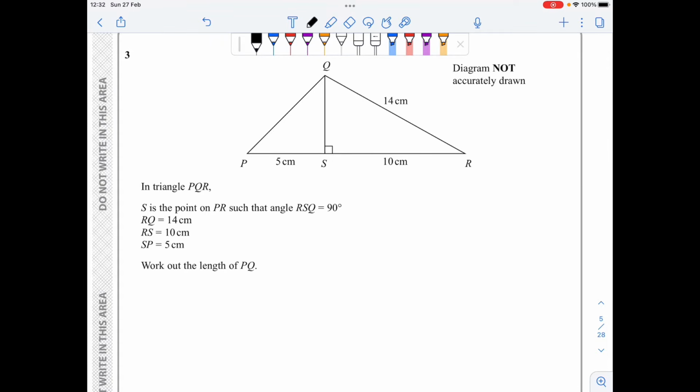For question 3, I will work with two right angle triangles. I will use the red one first to find the side QS, and then I'll use the blue one to find PQ.